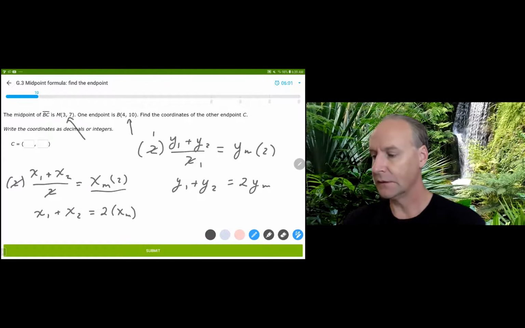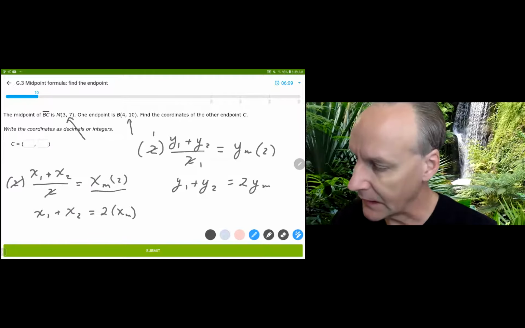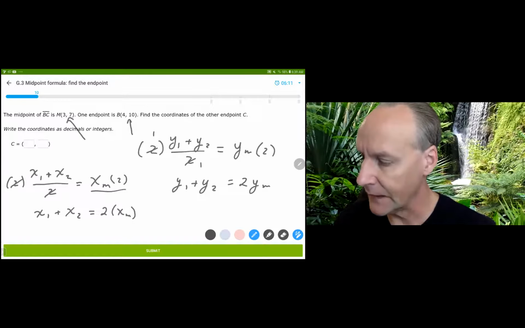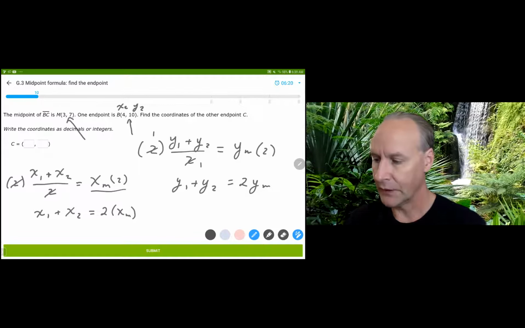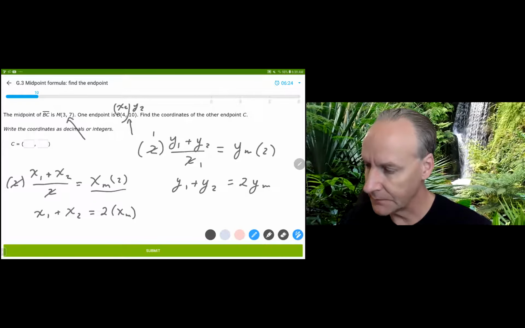So both of these are a lot easier to deal with than working so hard. So I'm going to go ahead and call my endpoint x2, y2. Now it doesn't matter, I could have called it x1 and y1, but here we go. So x2 is 4. You can see that.